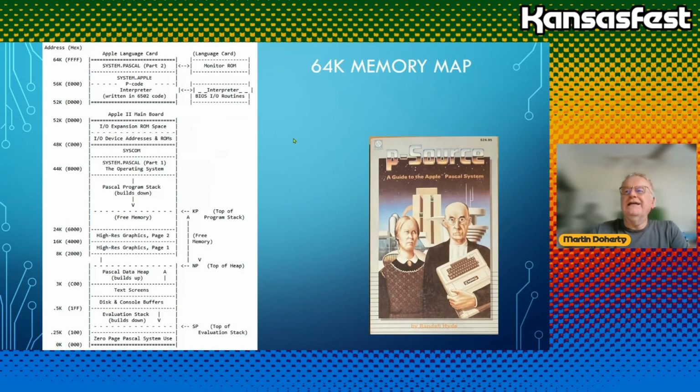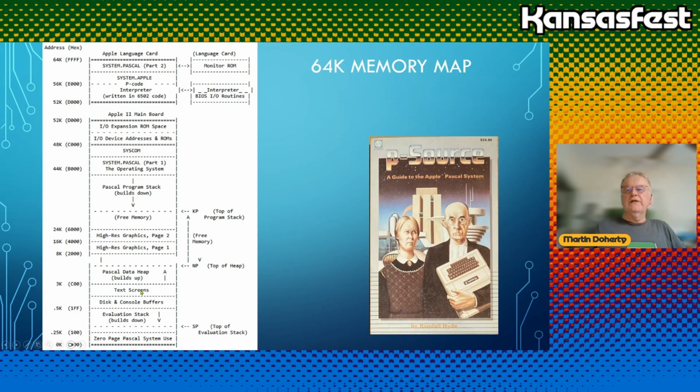All right, now a bit about the architecture. I found a memory map, and essentially, this is your typical 64K Apple II memory map. Of course, the Pascal system is using zero page like crazy. The hardware stack, it's got some buffers for disk and screen I/O, and then you've got your text screens.